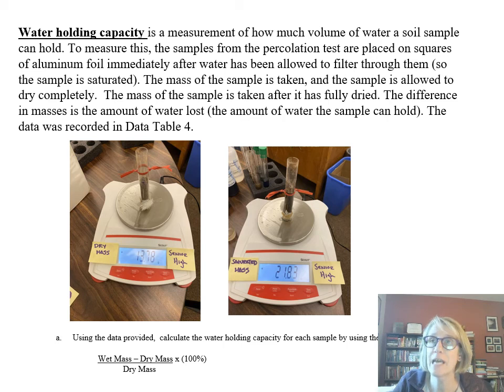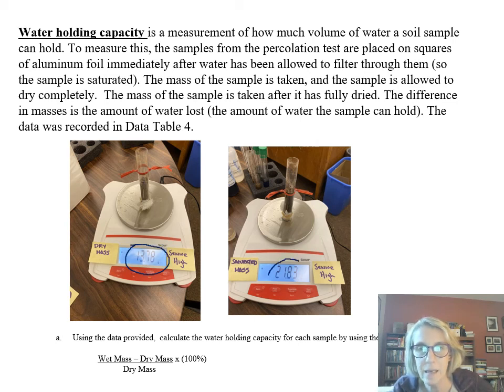And then how much can it hold? The water holding capacity is a measurement of how much volume of water a soil sample can hold. To measure this, you saturate the soil. You can take your sample from your percolation test, the one we just did, where the water percolates through. Since that has been saturated, you compare the dry mass, here over here, to the wet mass. And this difference is how much that particular amount of soil can hold.